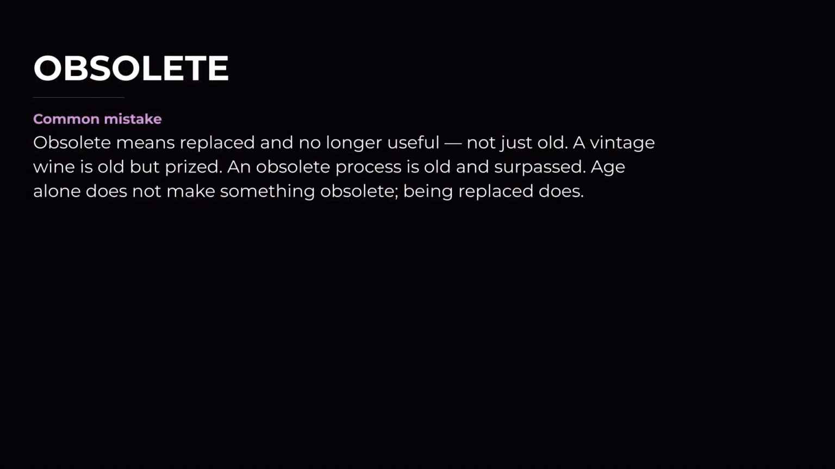Before we wrap up, one important thing to watch out for. Obsolete means replaced and no longer useful, not just old. A vintage wine is old but prized. An obsolete process is old and surpassed. Age alone does not make something obsolete. Being replaced does. Keep that distinction in mind the next time you use obsolete.